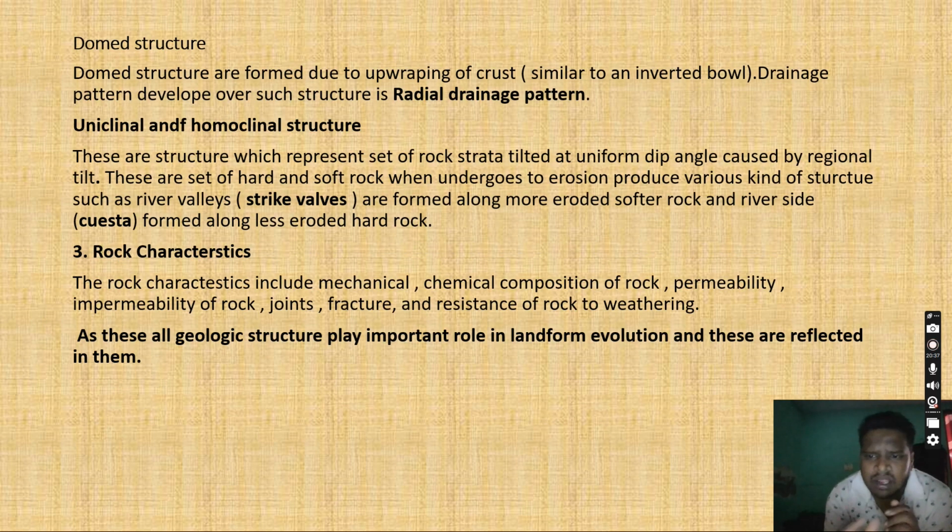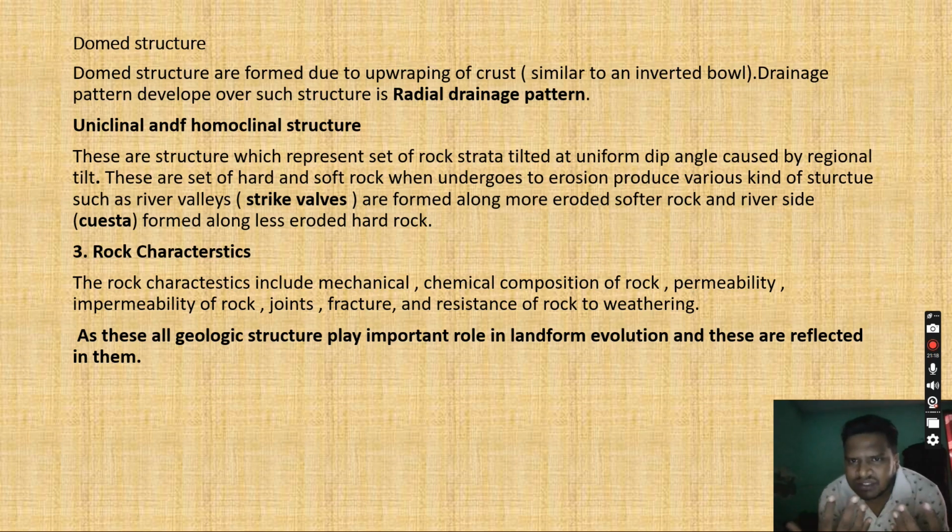So guys, further we have domed structure. Domed structure, what happened? If there is an upwarping of the earth crust, and it emerges out in the form of an inverted bowl, that structure is called domed structure. Over a domed structure, we have a common drainage pattern, that is radial drainage pattern. It means rivers or streams are originating from the top of the domed structure, and they are flowing across the radius of the dome in all directions.